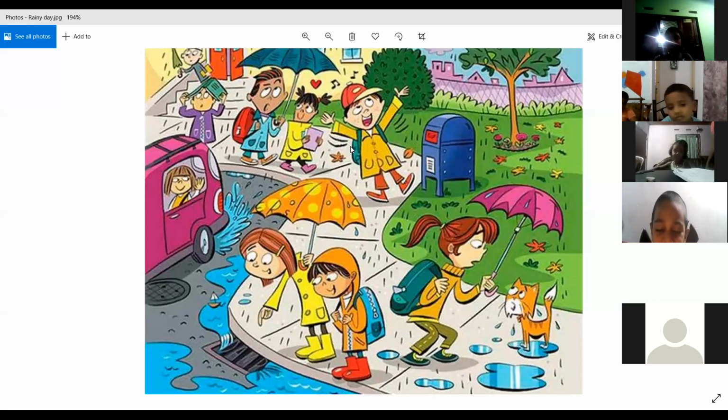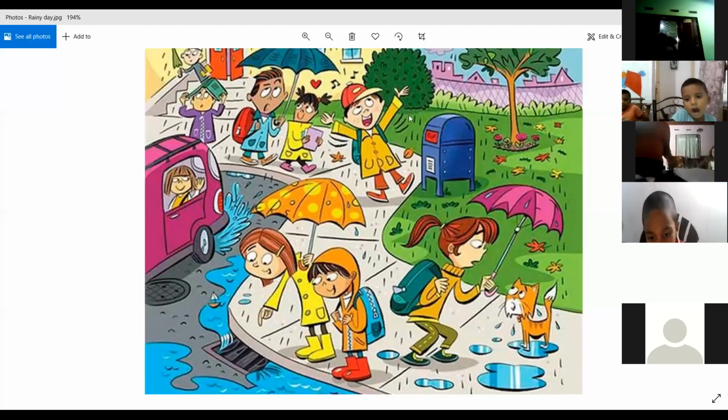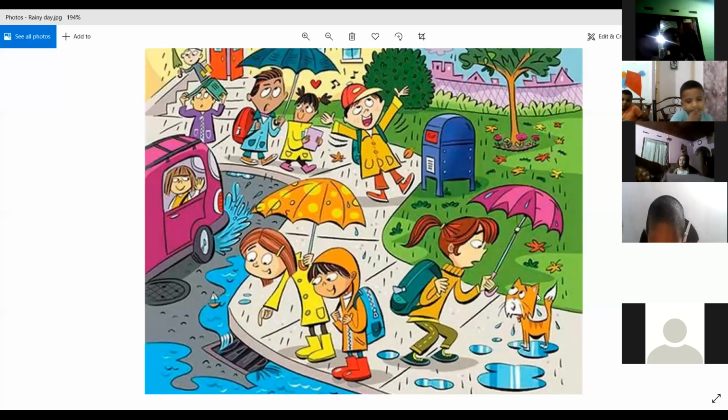One boy is shouting, or you can tell one boy is jumping up and down with happiness. Okay. If you like the rain you will also jump like this, baby. Then, see, these children are holding umbrellas. And this girl is holding the umbrella to the cat.